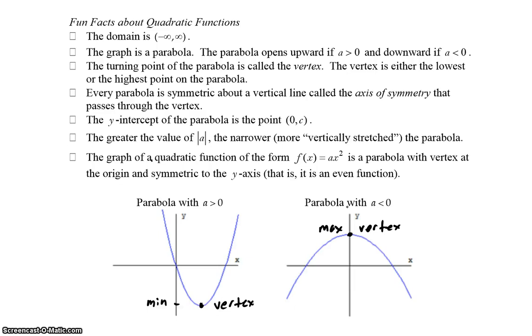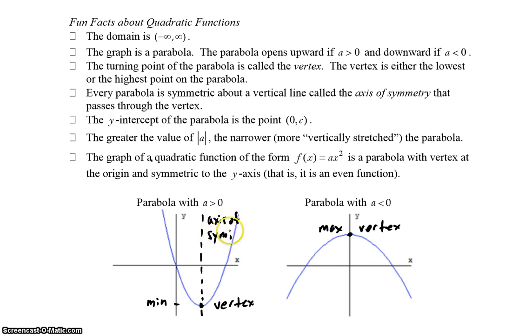Next point, every parabola is symmetric about a vertical line called the axis of symmetry that passes through the vertex. So we sometimes represent the axis of symmetry as a dashed line. So let me show you what that would look like here. So it passes right through the vertex, and if we look at the parabola in reference to that vertical line, we see that the parabola is symmetric about that line. So this is the axis of symmetry.